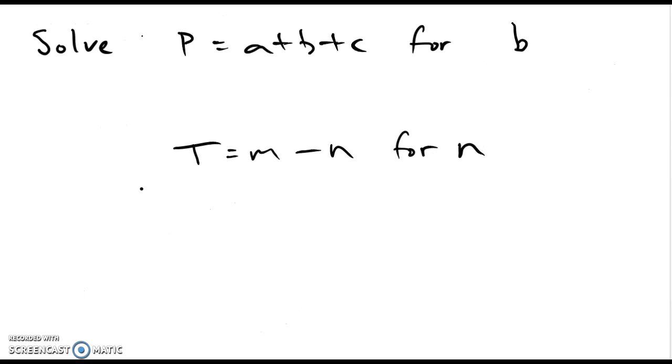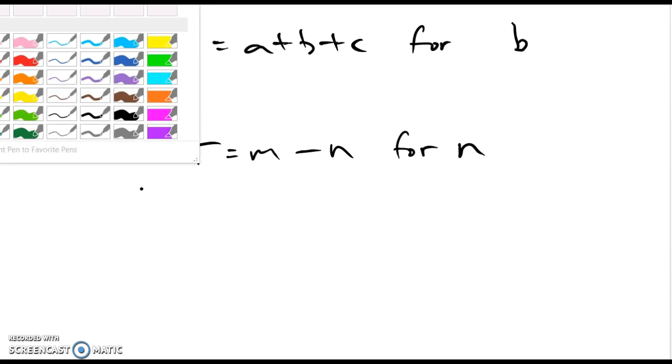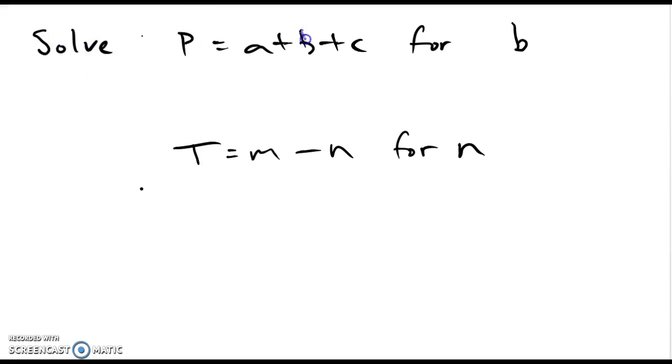Now it's going to be a little bit more difficult. Now we're going to solve for b. So P is equal to a plus b plus c, and we're solving for b. I'm going to color code the b, just to better show what we're trying to isolate. So we're trying to get the b by itself. How do we get rid of the a? How do we get rid of the c? Well, do the opposite of what's happening, which is subtraction.